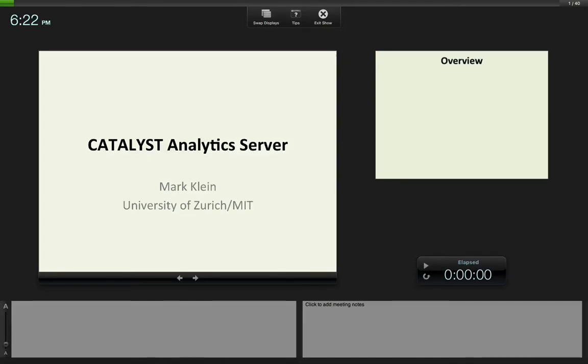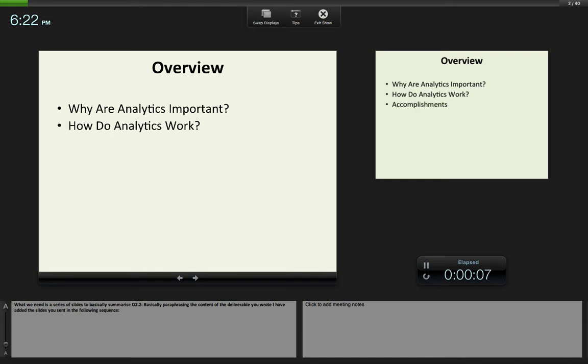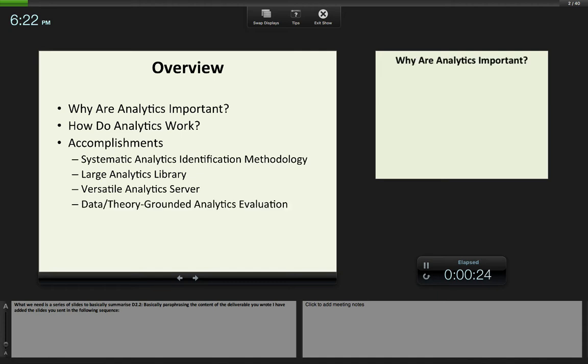This is an overview of the results of the Catalyst Analytics Server work. In this presentation, we will cover why analytics are important, how analytics work, and the accomplishments of our project in this area, including a systematic analytics identification methodology, a large analytics library, an implemented versatile analytics server, and data and theory grounded analytics evaluations.